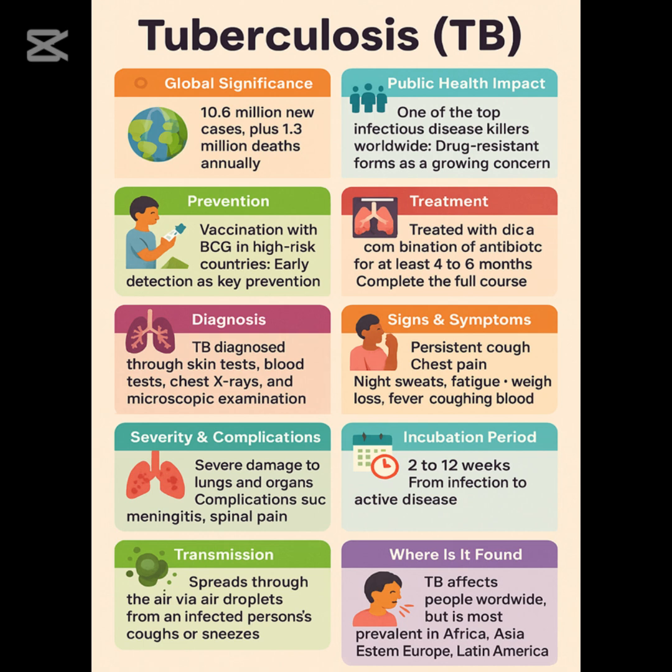It mainly affects the lungs, pulmonary TB, but it can also affect other parts of the body such as the brain, kidneys, and spine, extrapulmonary TB. TB spreads from person to person through the air when someone with active pulmonary TB coughs, sneezes, or speaks.